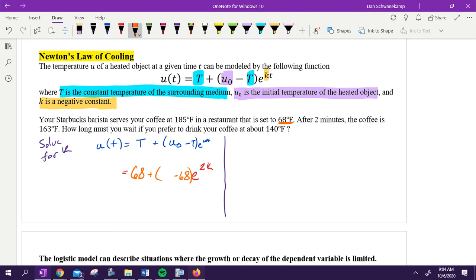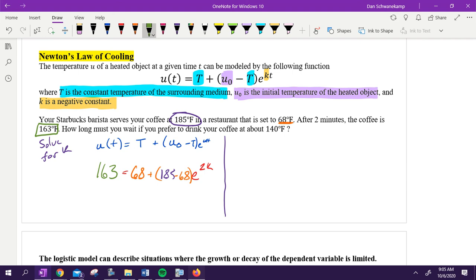U sub 0 is the initial temperature of my coffee. What am I going to plug in for that? 185 is my initial. 185 minus 68. And then U sub T is going to be my temperature after the time. What is U sub T going to be the first time through? That is going to be 163 because I know after 2 minutes, my coffee is going to be 163 degrees.